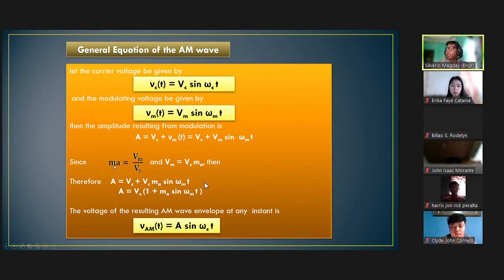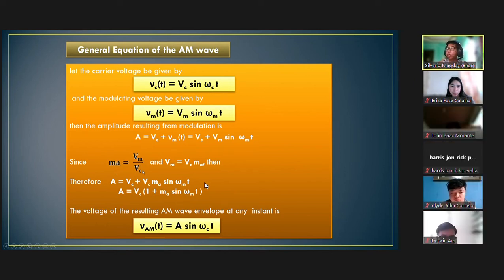So we have the sum of your carrier and your modulating signal Vm. And since we know that MA is the ratio of your modulating voltage over your carrier voltage, we can substitute it with the amplitude resulting from that modulation. That Vm is equal to Vc times MA. Then we'll derive the voltage of the resulting AM wave envelope at any instant as your amplitude times sine omega c of t, your amplitude modulation.